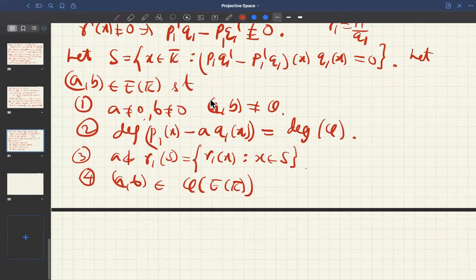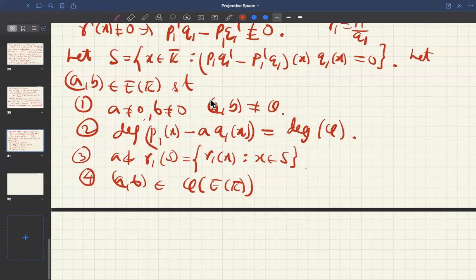I think so. For example, if P1 and Q1 both have the same degree, and the leading coefficient of P1 is A, suppose you can find some such that the leading coefficients cancel out. But we have P1 and Q1 to be co-prime, so that is also not possible. No, P1 and Q1 are co-prime.